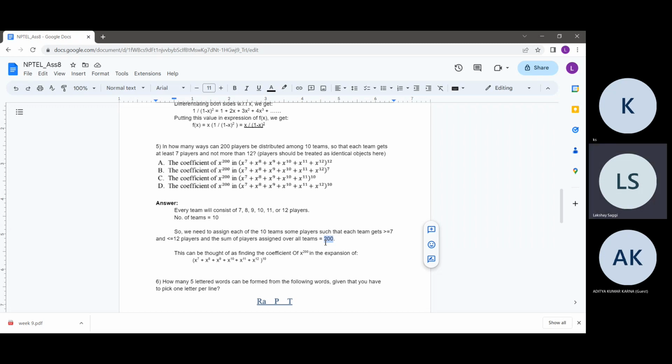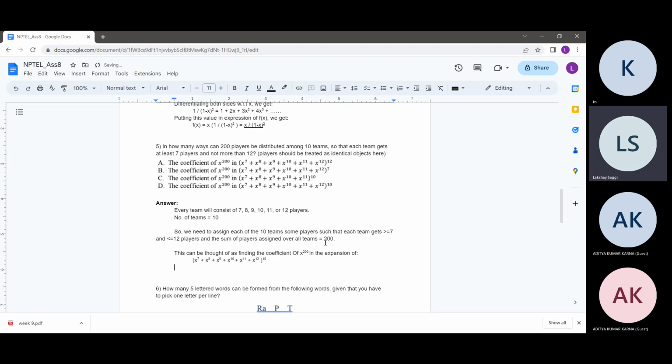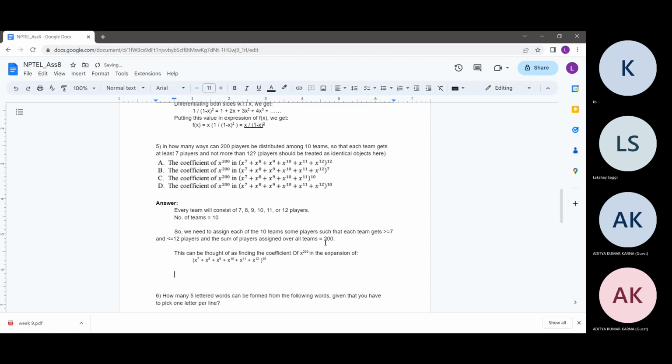If it's not clear, you can ask in chat and maybe I can try to answer. This is something in which I cannot explicitly state everything, like why it is true, but it's more based on intuition, and you guys should get the feel of why this is actually true. So if it's not clear, maybe you can type in chat, otherwise proceed. So this is the answer. This can be thought of as x to the power 200 in the expansion of this. So this is just option D.